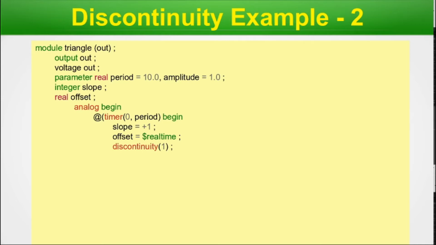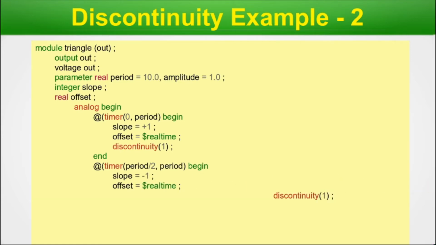And then we write the discontinuity 1. This discontinuity 1 we just talked about two slides back. So we close the timer block here. Then we write another timer block, with the initial value of period by 2, and the period will be period. So it is different from the first one. In the first one, the initial point was 0. Then slope equal to -1, offset equal to real time, and we again say discontinuity 1.